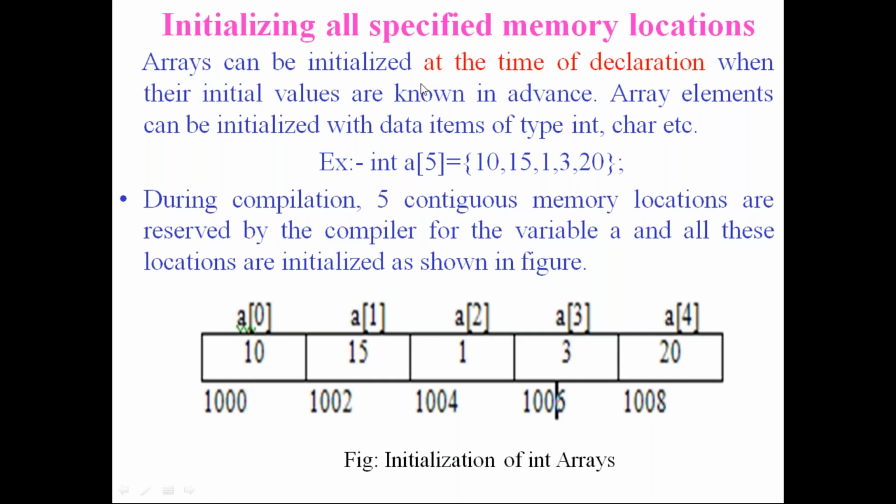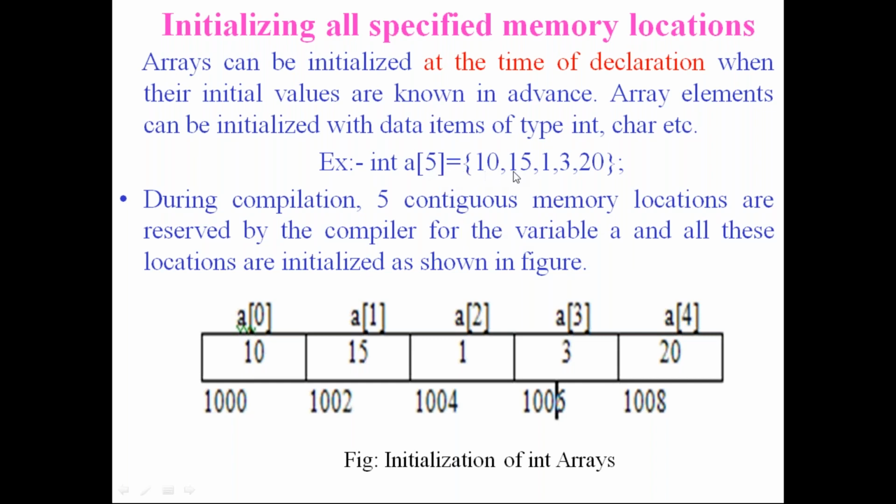An array can be initialized at the time of declaration when the initial values are known in advance. If you know the values, then we can initialize them in this way. During compilation, 5 contiguous memory locations are reserved by the computer for the variable a.